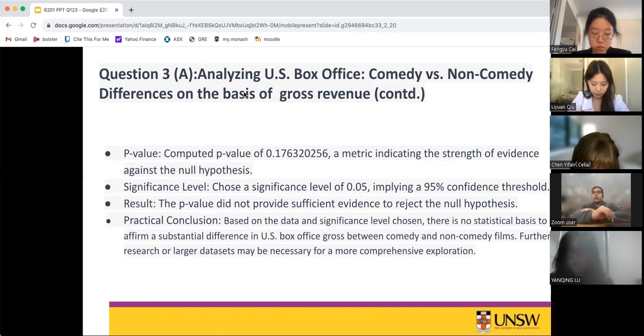Practically speaking, based on the available data and the selected significance level, there is insufficient statistical support for ascertaining a substantial difference in the total box office gross between comedy and non-comedy films. The observed variations can likely be attributed to random fluctuations rather than inherent distinctions in box office performance. Further investigations can be undertaken using larger data sets or alternative analytical methods, which may require more exploration of these issues. Next, please.